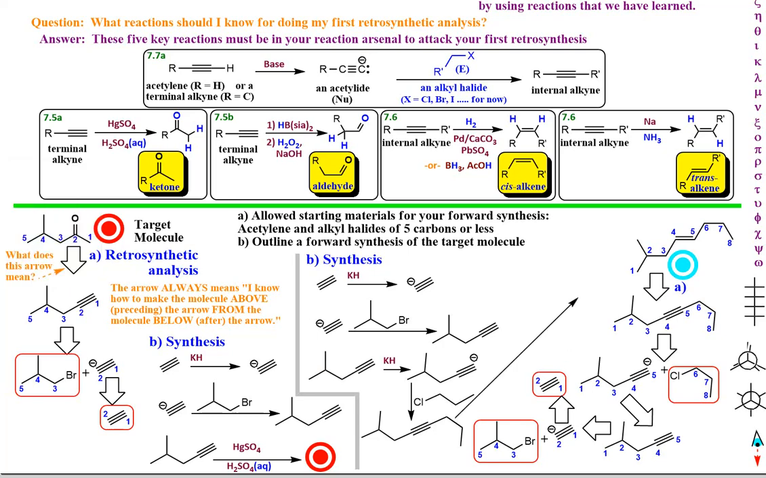We're going to make this into our target up there. I just rewrote the target symbol here. How do we make this internal alkyne into a trans alkene? The only way we learned how to do that was up here using sodium and ammonia. So that is the answer to how to finish off this second retrosynthetic analysis.